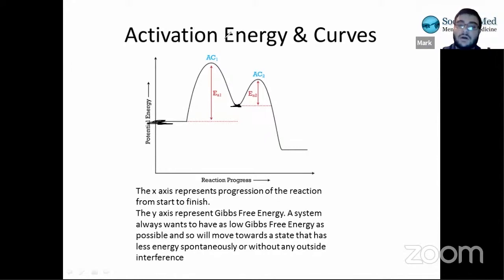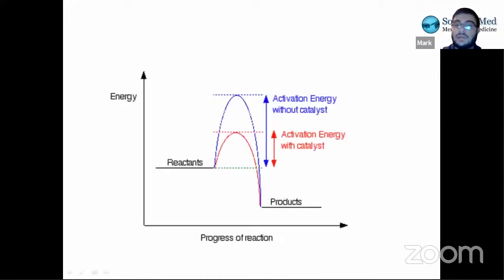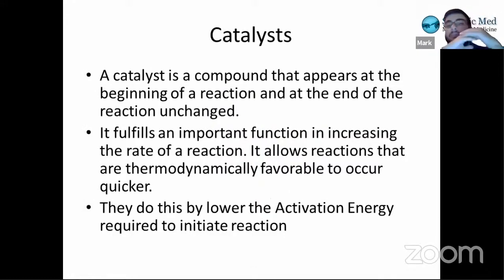But the way this looks on the graph, and I'll show you in a second, actually looks like this, where it lowers the activation energy. It fulfills a very important function by increasing the rate of reaction. So if a reaction is thermodynamically favorable, but may take hours or days to happen on its own naturally, with a catalyst, it can speed it up so it takes seconds to happen, right? It can have a massive, massive influence, depending on how good of a catalyst it is. And it allows reactions to occur much quicker.